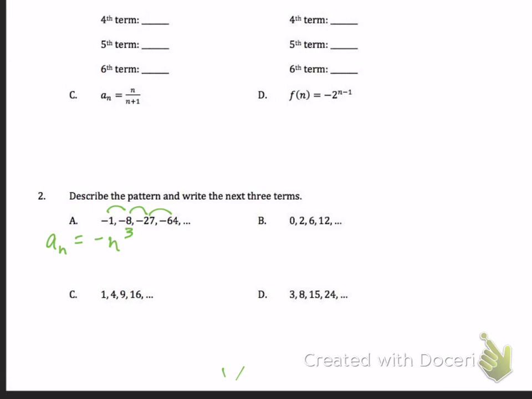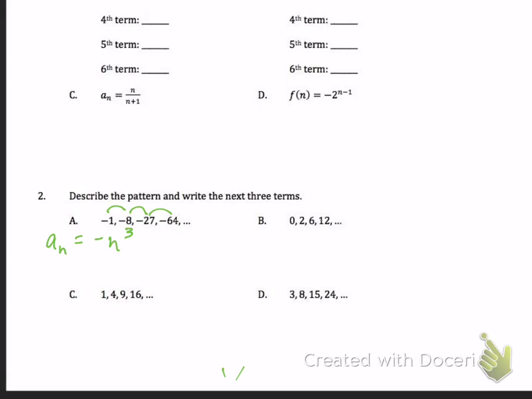So whenever I have n equals 1, 1 to the third, or -1 to the third, is -1. 2 to the third, 8. 3 to the third, 27. 4 to the third, 64. And then it wants us to write the next 3 terms. So in your calculator, 5 to the third, 6 to the third, 7 to the third.